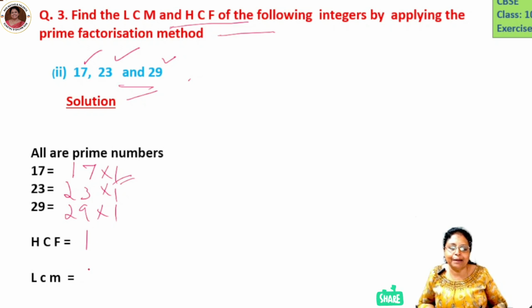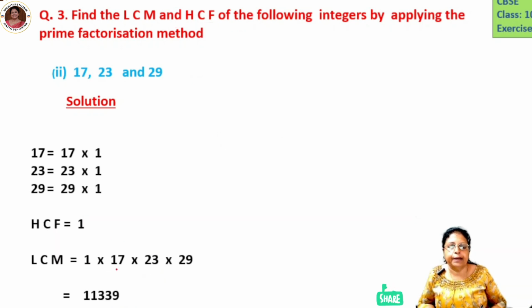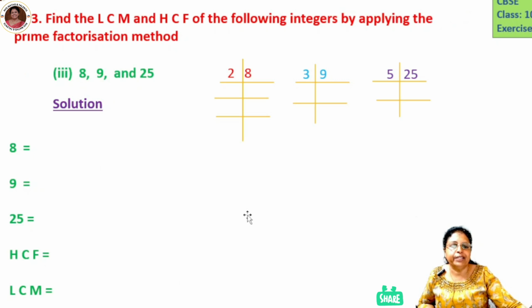Then what about LCM? For LCM you have to take all the prime factors. That is 17 times 23 times 29. So find the product of 17, 23 and 29. LCM is 17 times 23 times 29. That is 11339. Okay. That is the LCM of these numbers. Then come to the next one.